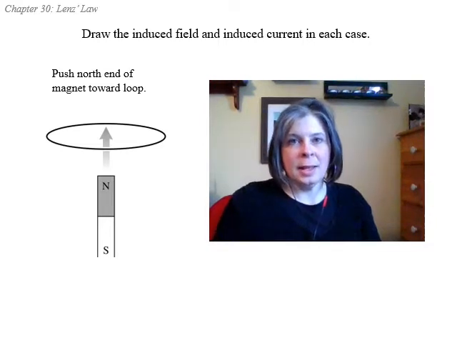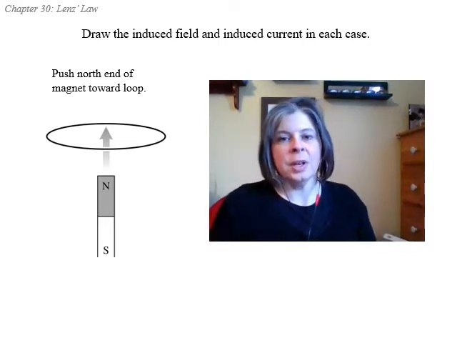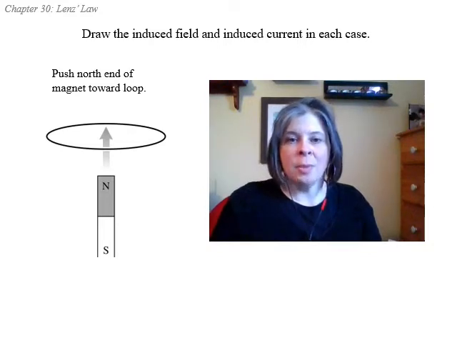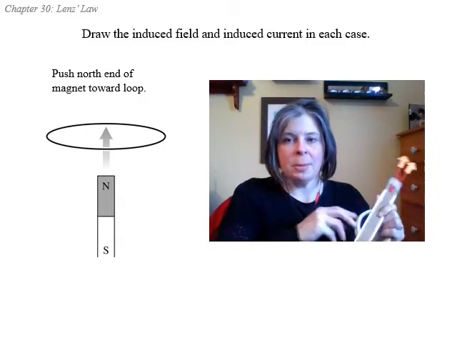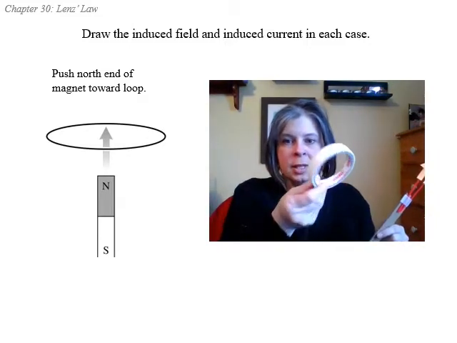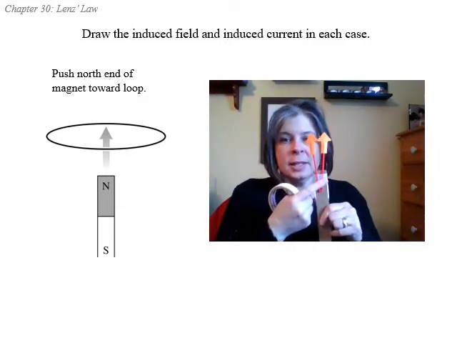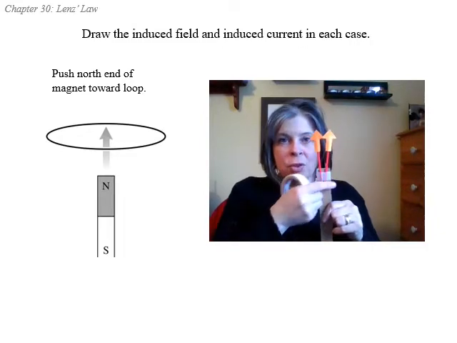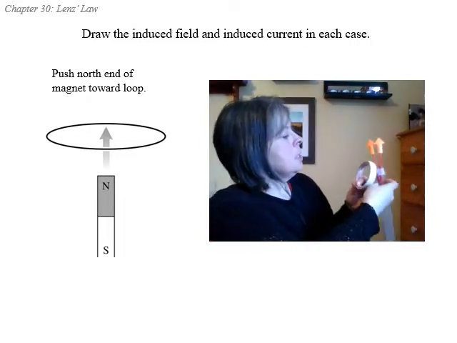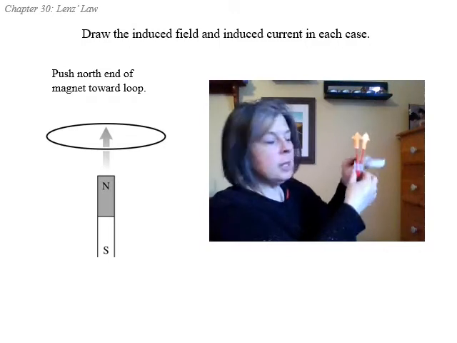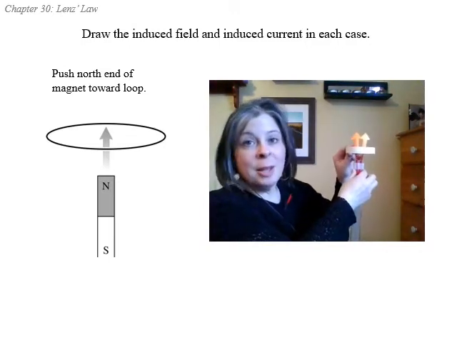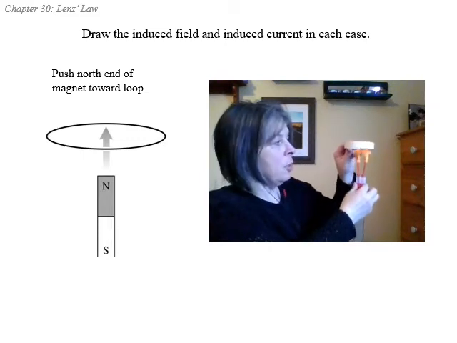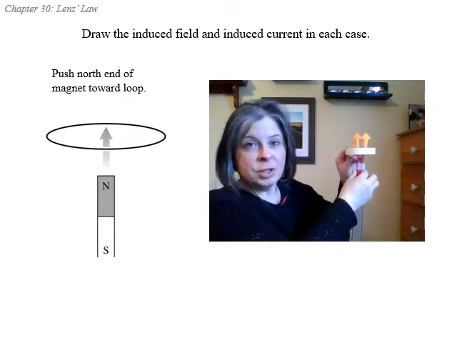Okay, let's apply Lenz's law and let's see if we can find the induced field and the induced current. If we take a magnet and we push the north pole of a magnet towards a conducting loop. So I'm going to model this. Here's my conducting loop. Here's my magnet. This is the north pole with the magnetic field lines coming out of it. So if I take my magnet and I push the magnet up towards the loop, it makes the magnetic field stronger. We're getting closer to the magnet, the field is stronger.